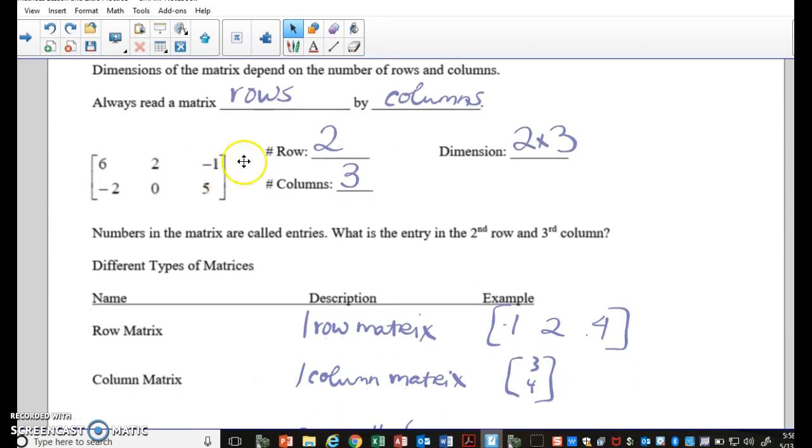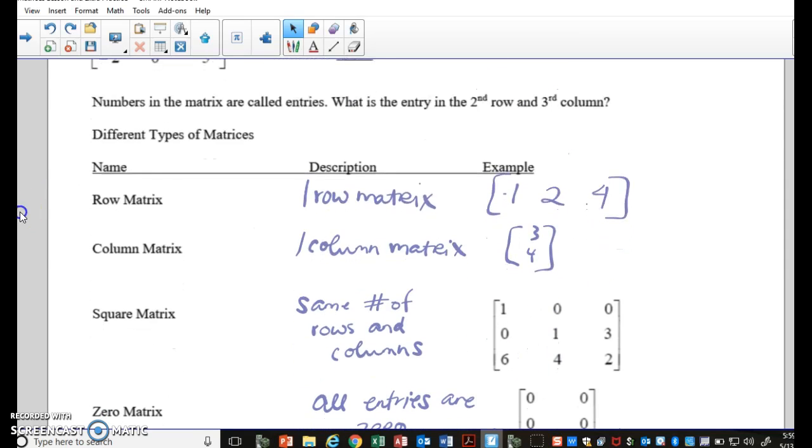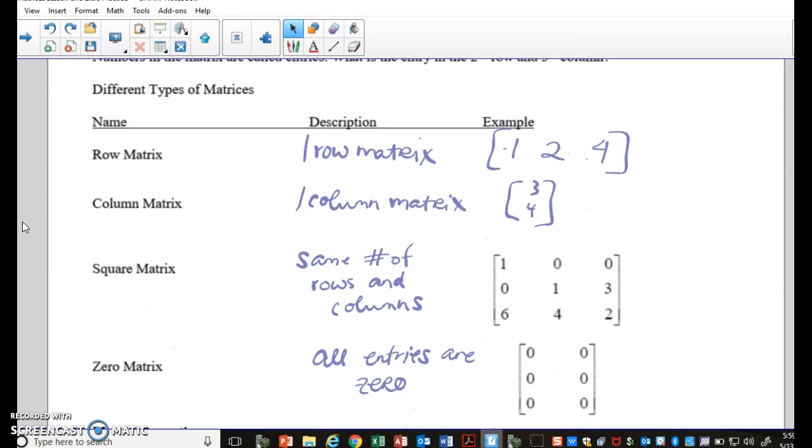Now, what's in the matrix, the numbers, are called entries. So the entry in the second row and third column, we look second row, 1, 2, 3, third column, that would be 5.